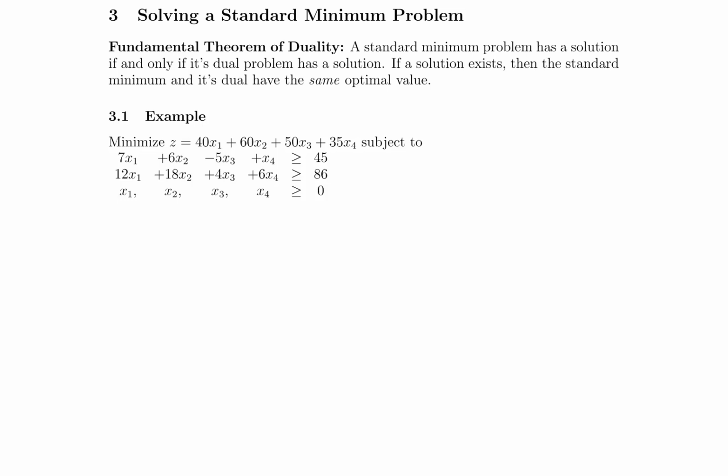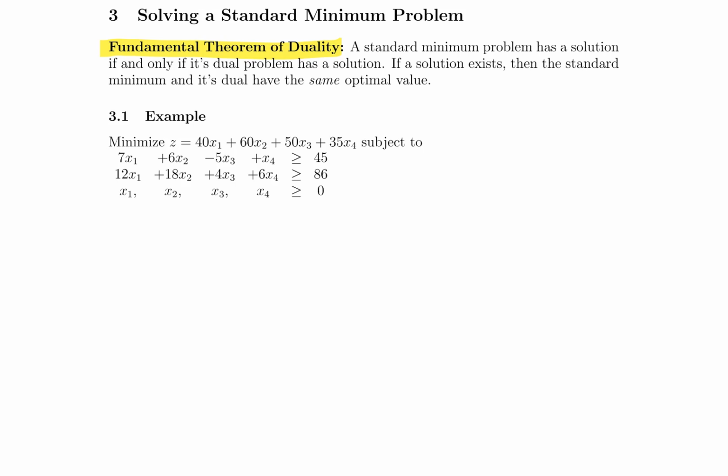Alright, so now let's go ahead and actually look at a problem where we solve a standard minimum. We can take advantage of the fundamental theorem of duality, and the fundamental theorem says that a standard minimum problem has a solution if and only if its dual problem has a solution. So if we think about any standard minimum problem, we can set up the dual problem. If we can find a solution for that dual, then that means the standard minimum, the original problem, has to have a solution.